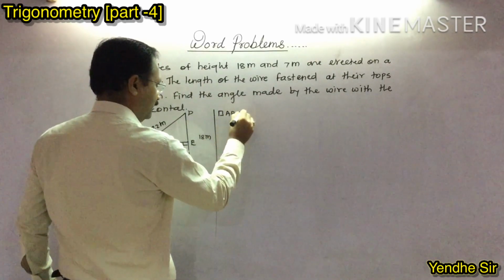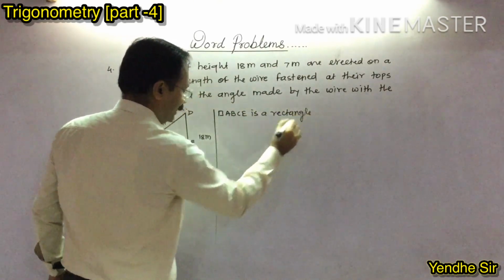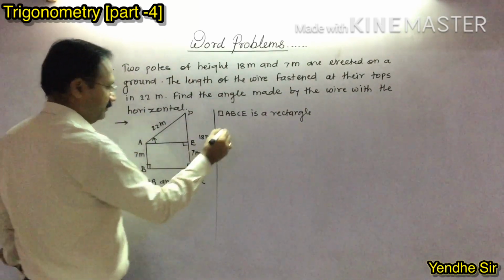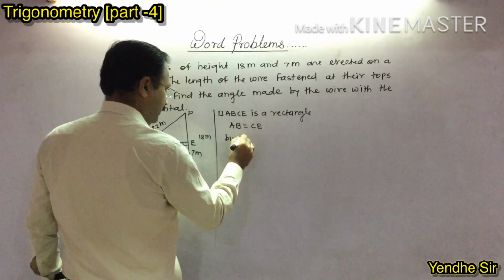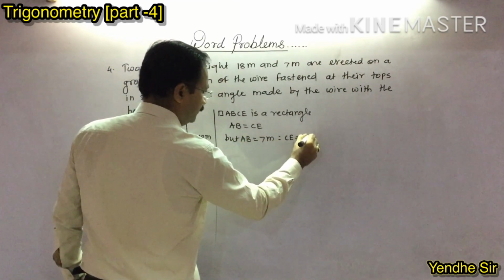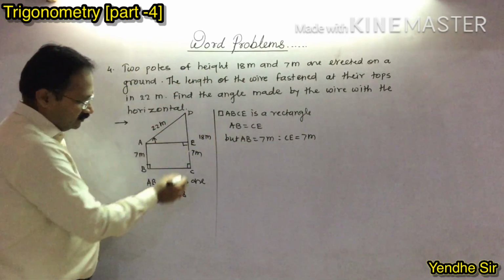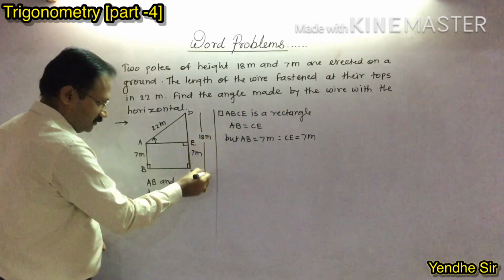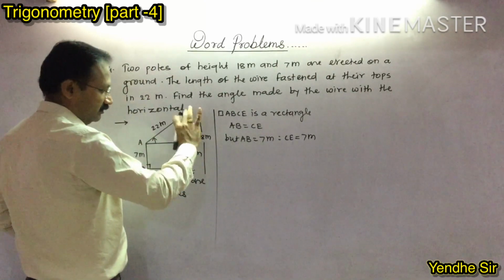Quadrilateral ABCE is a rectangle. And we know the property of the rectangle that opposite sides are congruent. AB is 7 meters, so CE will be 7 meters. So you have to write AB equals CE. But AB is given 7 meter, therefore CE equals 7 meter. So these are the opposite sides. Now see this. The value of CD is given 18 meter, the height of the second pole, and you got CE as 7. So you have to find out the DE.